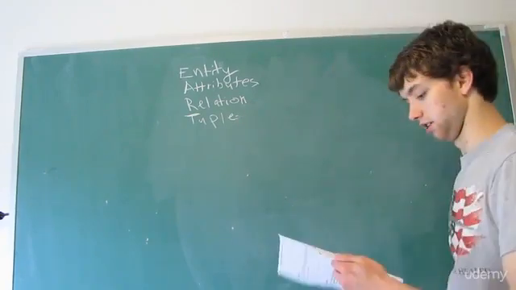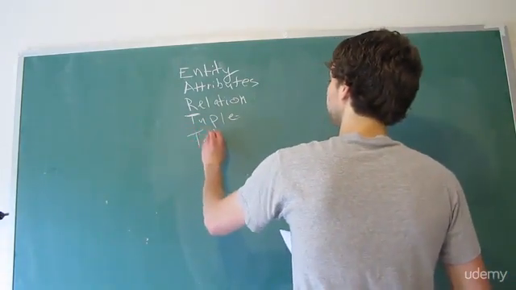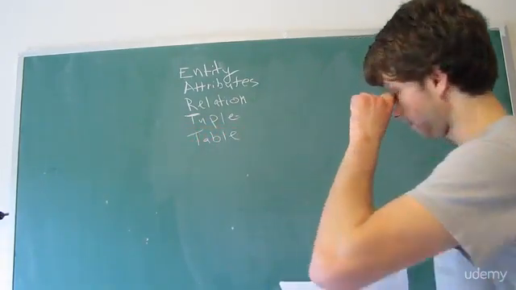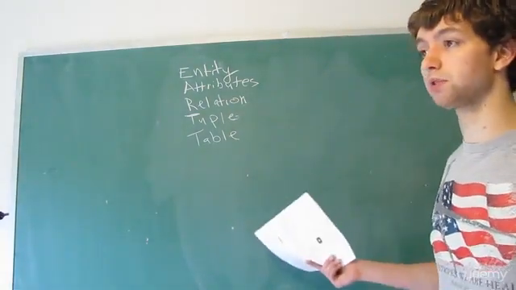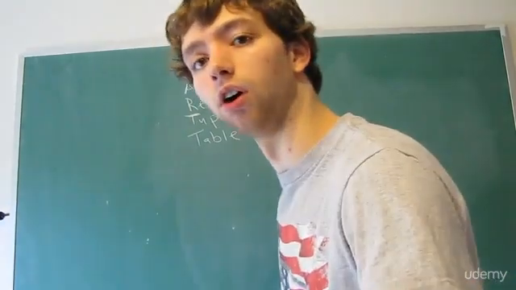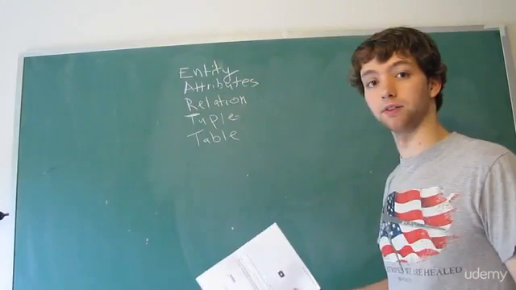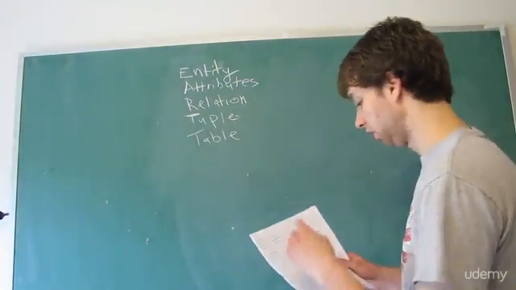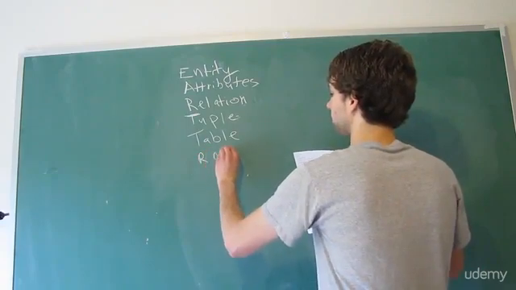Another term is a table, which we just talked about, which is just a physical representation of a relation. Tables are what we store in a database to organize our data. Within a table, we have rows and we have columns.